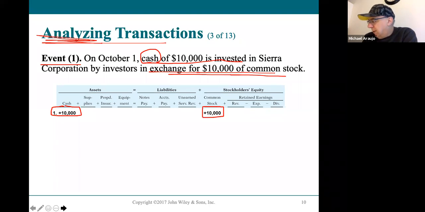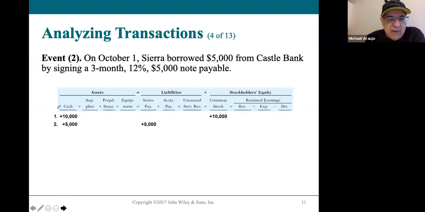This is on page 94. Now we're going to the bottom of 94 into 95. Event number 2. Event number 2 also happens on the same date, October the 1st. Sierra Corporation borrowed $5,000 from Castle Bank by signing a 3-month, 12%, $5,000 note payable.